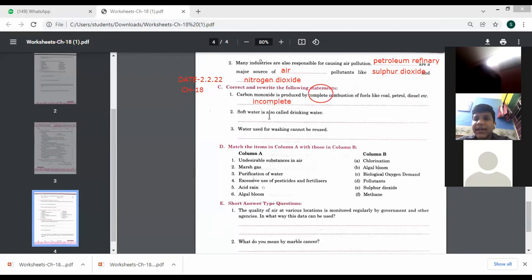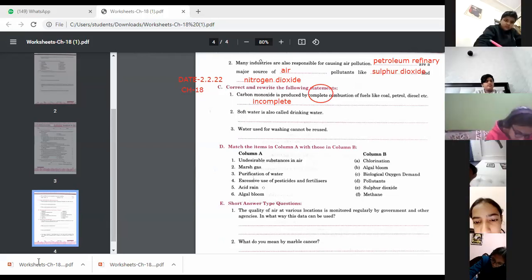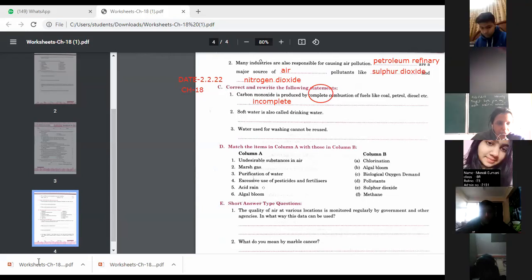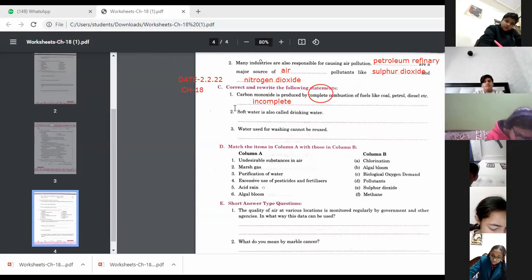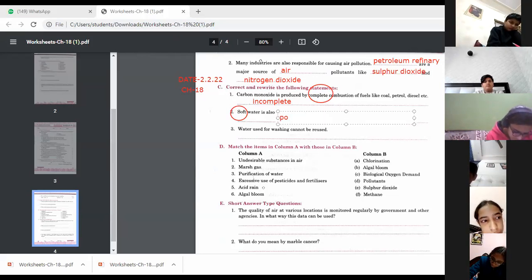Incomplete. Next, soft water is also called drinking water. Is it? What do you say? Potable water. Which water is suitable? Is called a drinking water. Ma'am, potable water is called a drinking water. Okay. So instead of soft, you can write down potable water. Kindly mute yourself.